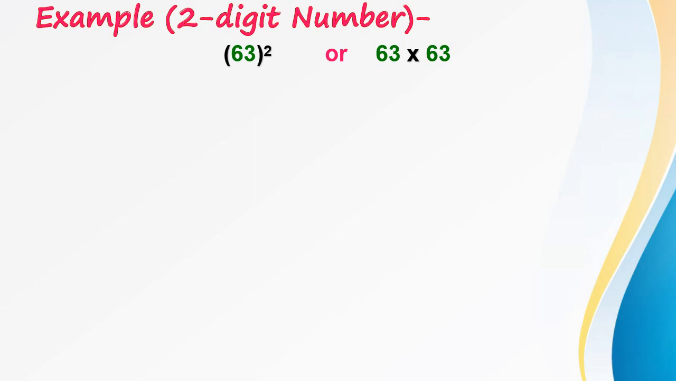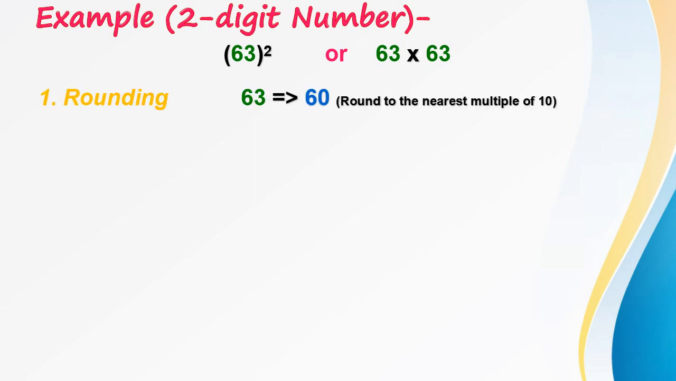Let's begin with a 2-digit number, say 63. So, step 1. We will round 63. Since this is a 2-digit number, we will round it to the nearest multiple of 10. So, 63 is rounded to 60.